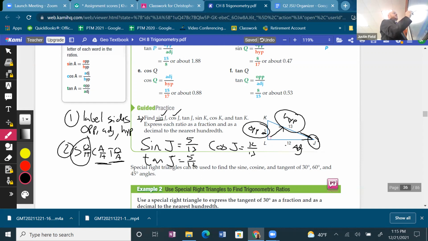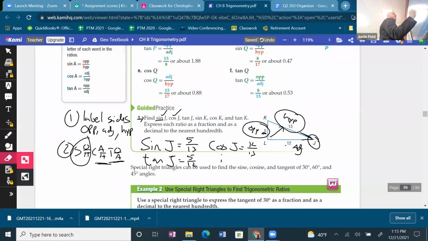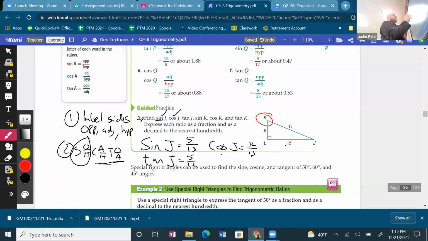And then how about the sine of K? Well, now we better do this one in another color. Okay, now I'm going to have to redo everything, because now we're talking about angle K. With respect to K, the hypotenuse is still the hypotenuse, but now the adjacent side has changed. Now the adjacent side is 5 and the opposite side is 12, because now it's all about angle K.